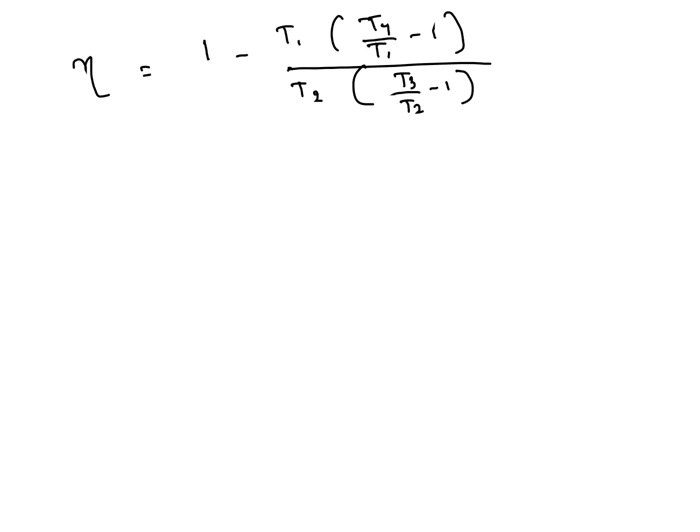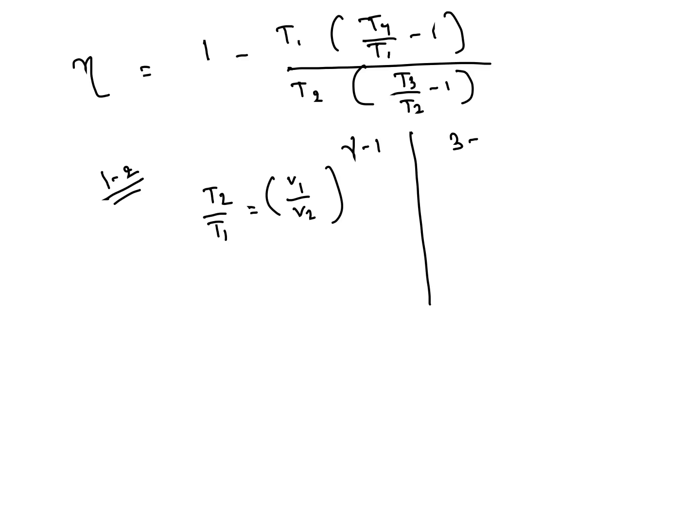And from process 1 to 2, isentropic process, T2 by T1 equal to (V1 by V2) whole to the power gamma minus 1. And from process 3 to 4, isentropic or reversible adiabatic process, T3 by T4 is equal to (V4 by V3) whole to the power gamma minus 1.